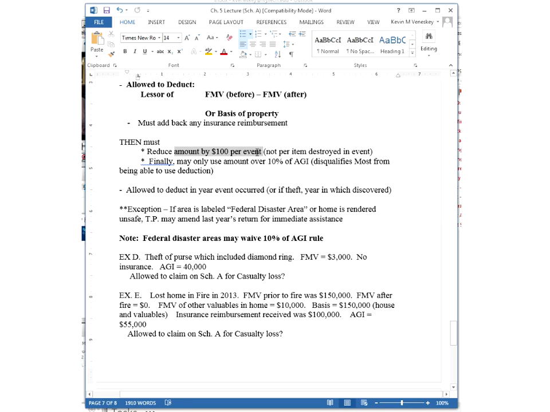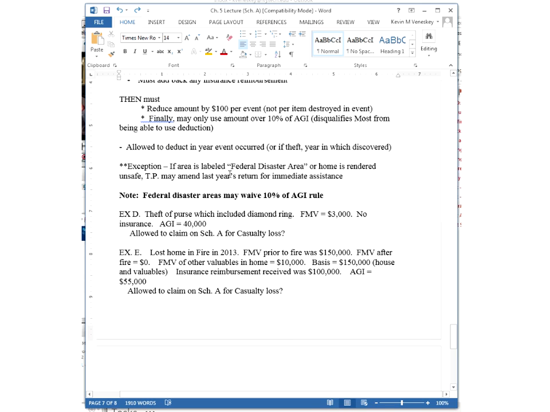And then there are two more items you need to apply. First, $100 per event is subtracted out. They just require that you do this, and that's per event, not per item. And then the amount has to be, like medical, over 10% of your AGI, which is going to take out most people from even being able to take this deduction.